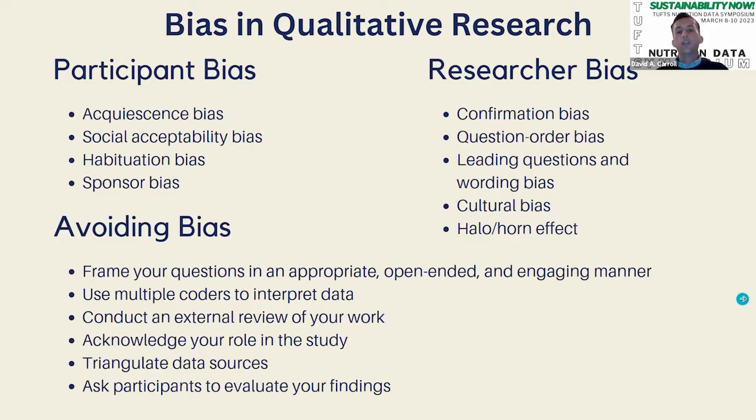And then triangulating data sources. So in the literature, what other people have found, what other methods people have used, and what they're saying. And then asking participants to evaluate your findings. So maybe dissemination events where you share what you found and ask for feedback from the community where you're working. That can really be a good checkpoint to see if you are off the mark, or if your own biases are affecting your results.